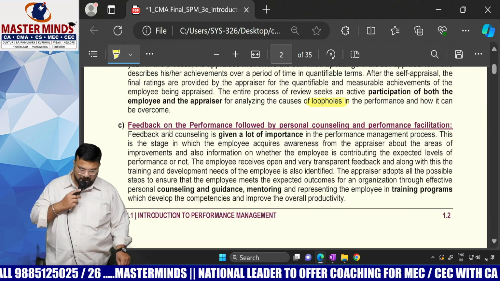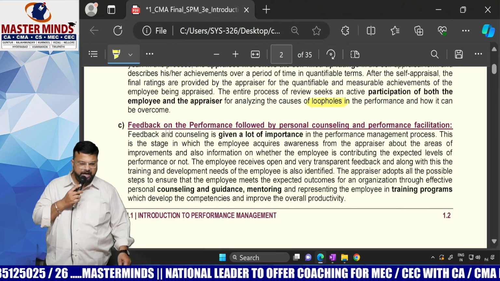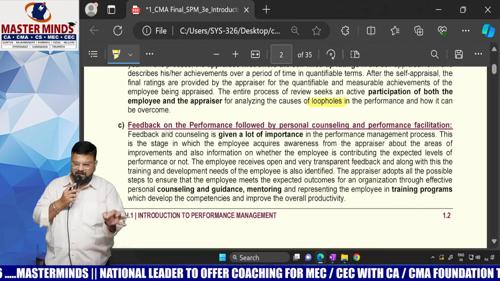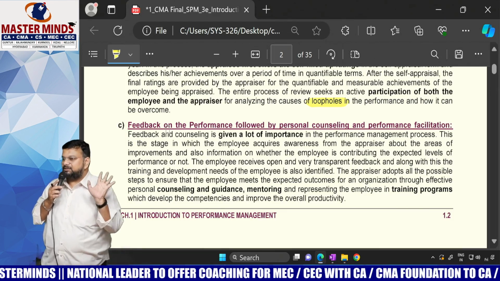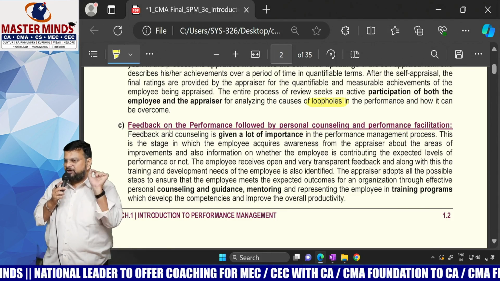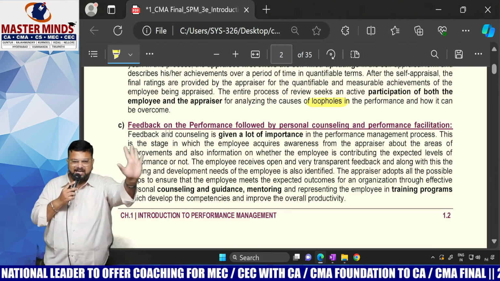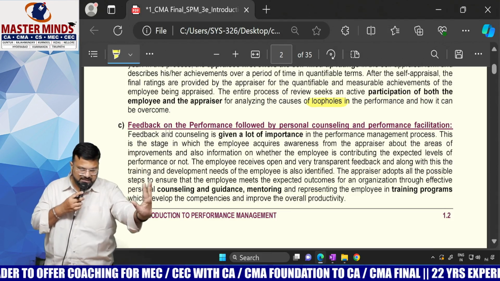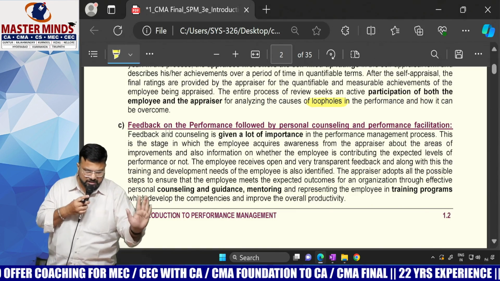Next. The employee receives open and very transparent feedback, and along with this, training and development needs of the employees is also addressed. Management has to do both the things. They should be straightforward with the employee. They should convey everything in a clear-cut manner. They should be as straightforward as possible. These are the areas where you are suffering. These are your weaknesses. First, they have to pass on this information.